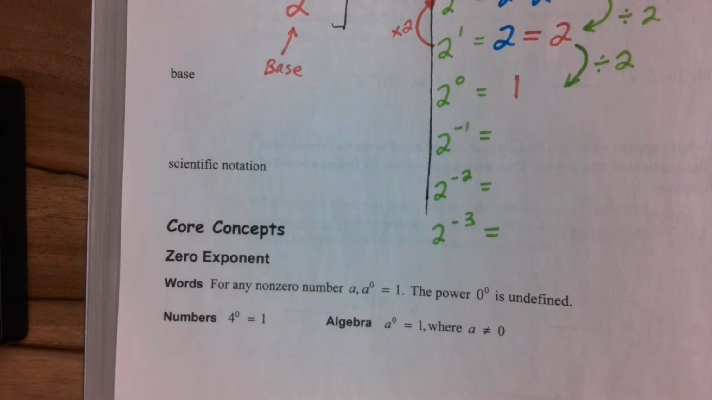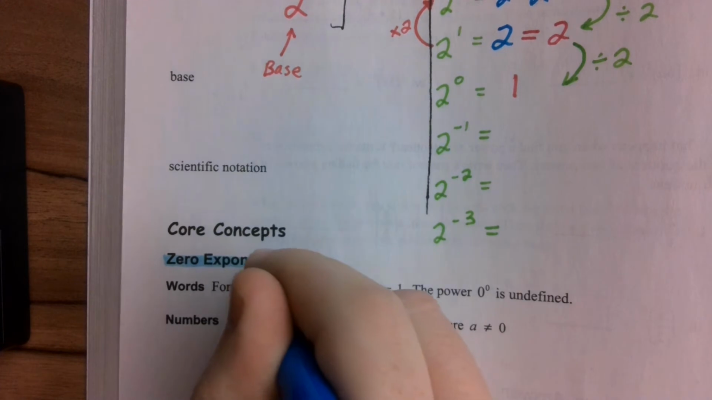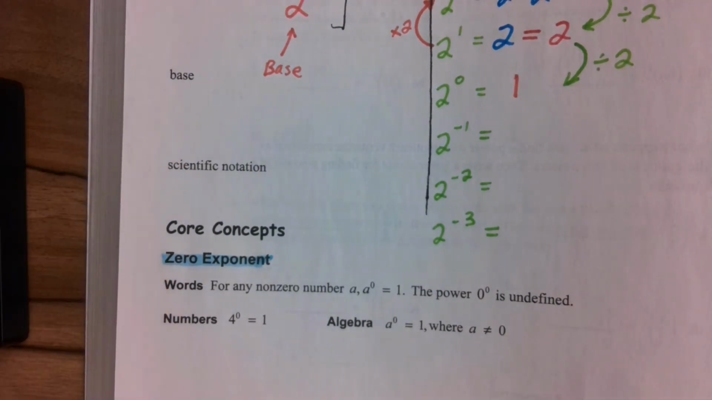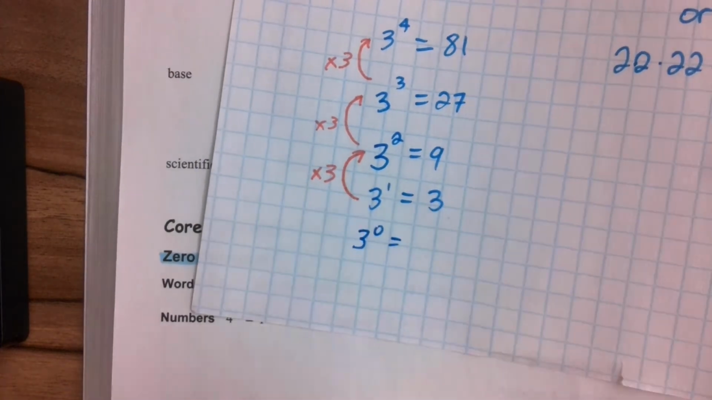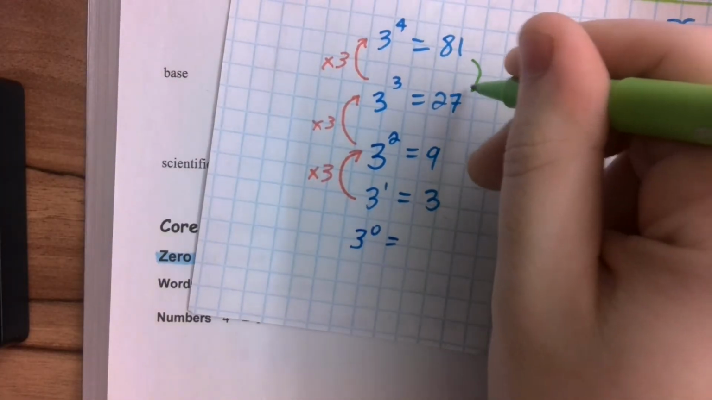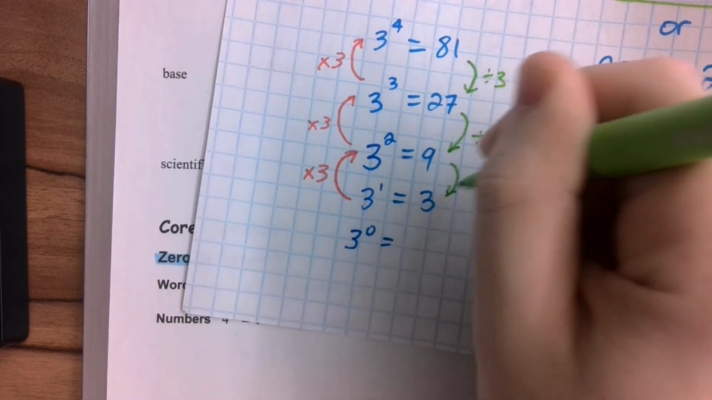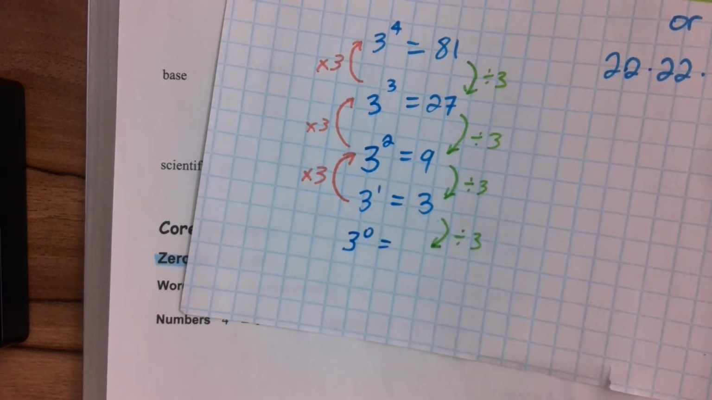Here's the rule. It basically goes like this. For any number, except for 0, which we're not going to really talk too much about, that number to the 0 power is just 1. Think about it. If we go down this chart we did with the number 3, and we try to find 3 to the 0, well, we keep dividing by 3 every time. 81 divided by 3 is 27. 27 divided by 3 is 9. 9 divided by 3 is 3. And 3 divided by 3 is, well, also 1.